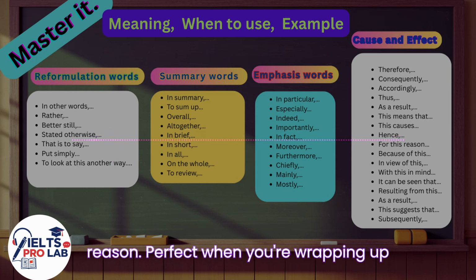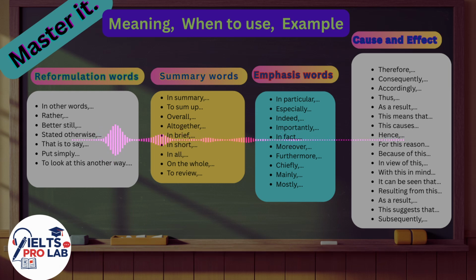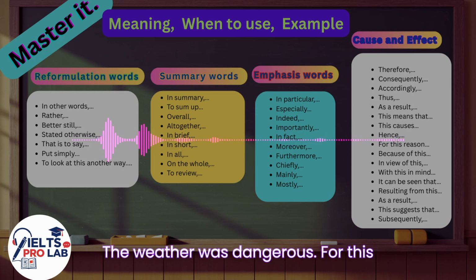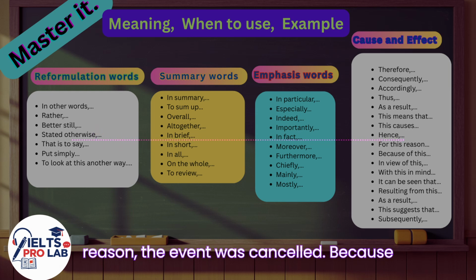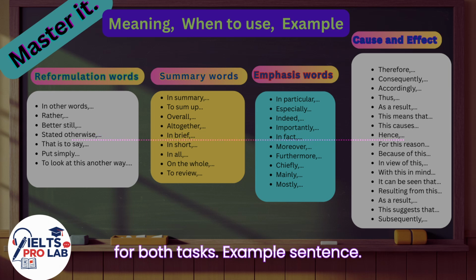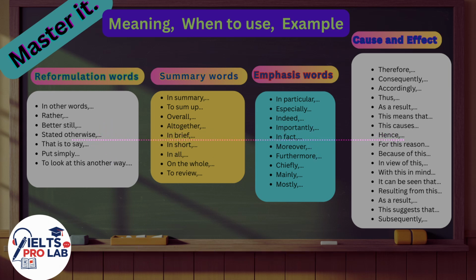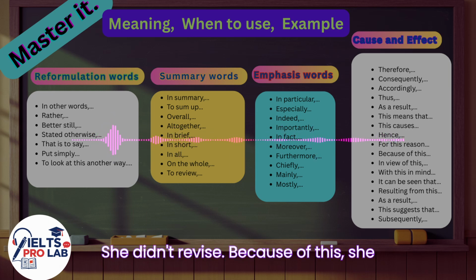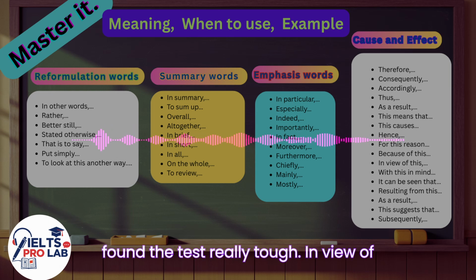For this reason. Perfect when you're wrapping up an explanation. Example sentence. The weather was dangerous. For this reason, the event was cancelled. Because of this. Super straightforward and great for both tasks. Example sentence. She didn't revise. Because of this, she found the test really tough.